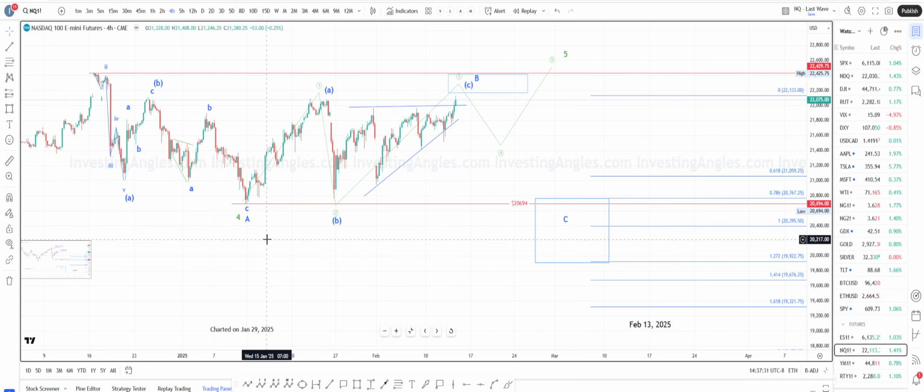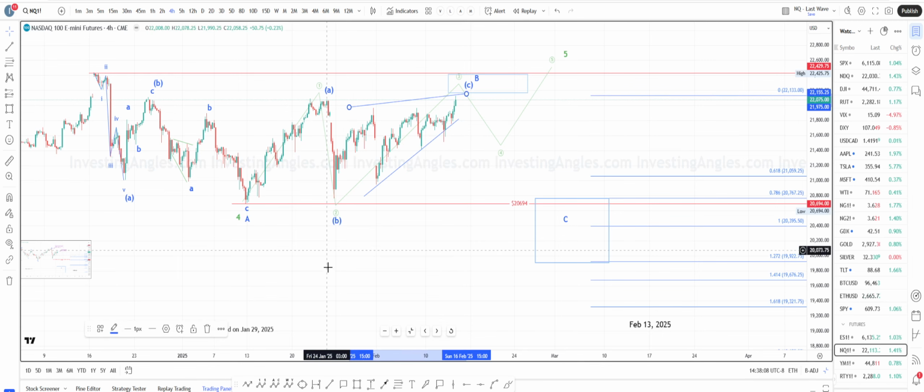First is a bigger correction, ABC, and another possible path is the development of a diagonal 1, 2, 3, 4, 5, and this diagonal would move towards an all-time high. Yeah, that's the perspective, and as long as Nasdaq stays below the all-time high, it has better chances for wave C to be complete. By the way, wave C here could be a diagonal itself.